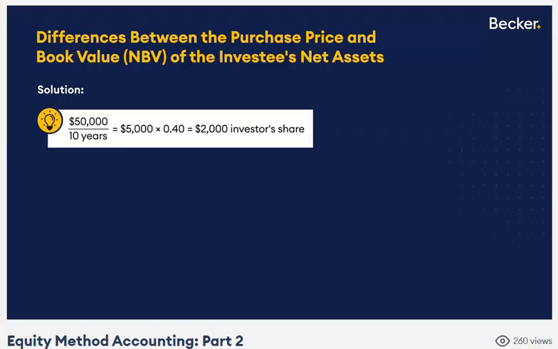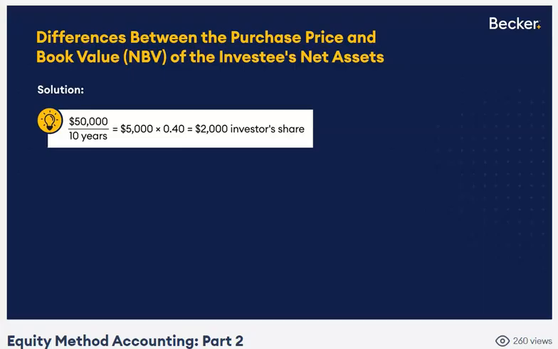And now to add to the puzzle, the $50,000 equipment market value over book divided by 10 years, the excess depreciation on that is 5,000. But not all of that is our responsibility. Only 40% of that is ours. 40% of the 5,000 is 2,000. That's our percentage share of that excess depreciation on the equipment going from book to market.